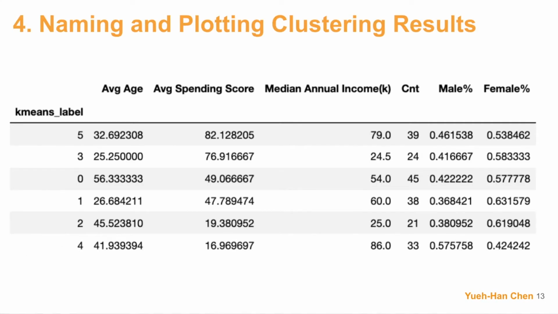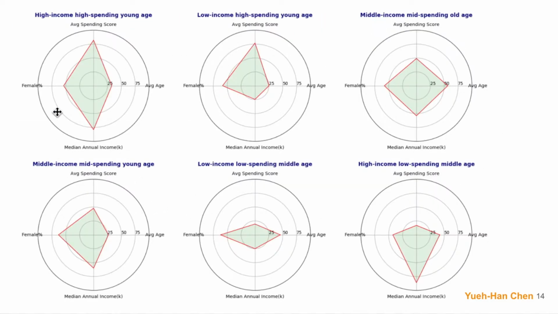Now, after I ran the k-means with k equals 6, I grouped the results by the k-means label. These k-means labels are assigned by k-means and they don't have any meaning, so as a data scientist, I need to assign new names to each one of them. Also, a table like this isn't easy to read for the characteristics of each group, so I created radar charts for each one of them for later analysis. These 6 radar charts are the original 6 groups with the new names, and the way I name them is by their characteristics. As you can see, the first group is called high income, high spending young age group. They have a relatively high median annual income and a high average spending score, and they are of a relatively young age. That's how I named each one of them.